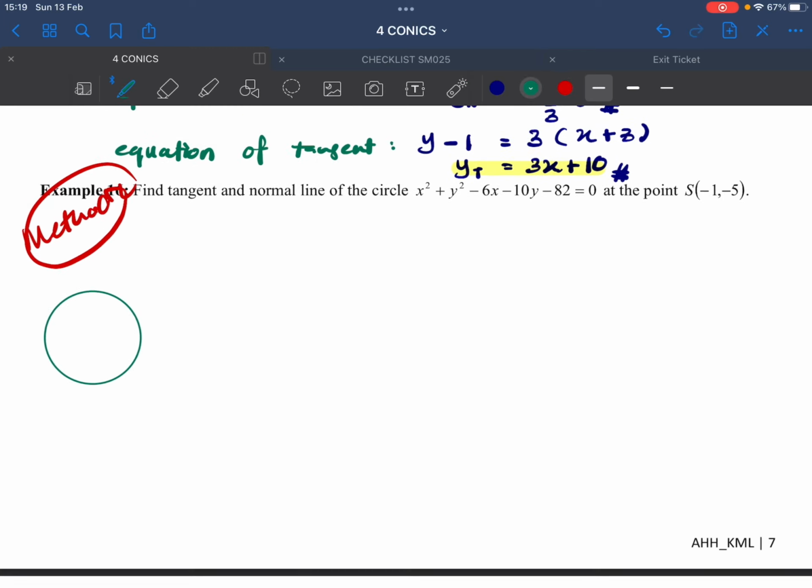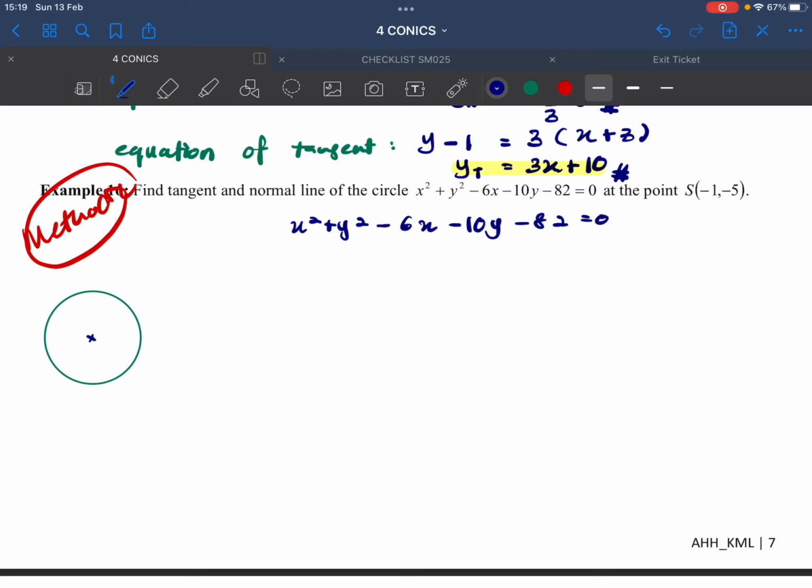Okay, so we have the circle here. At the center, let's find the center first. That is the first thing that you have to find. We have the equation given: y square minus 6x minus 10y minus 82 equals 0.